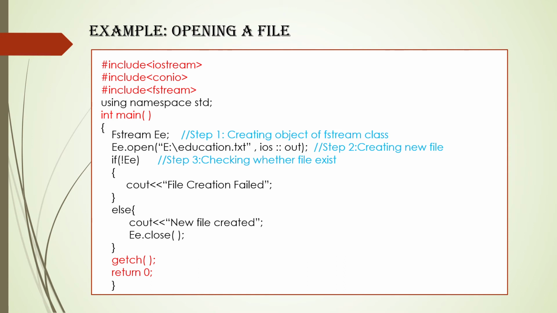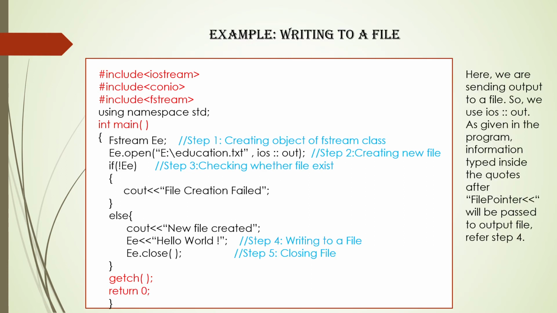Since we know how to open a file, let's see now how to write in that file. For that, firstly you have to open the file, and this can be done the same way as we have seen previously. So the first few steps are the same. In this program, till step 3 it is the same as the previous one, and in the else part, firstly we have displayed that the file has been created, and then we have written hello world to the file using the file pointer which we have created above.